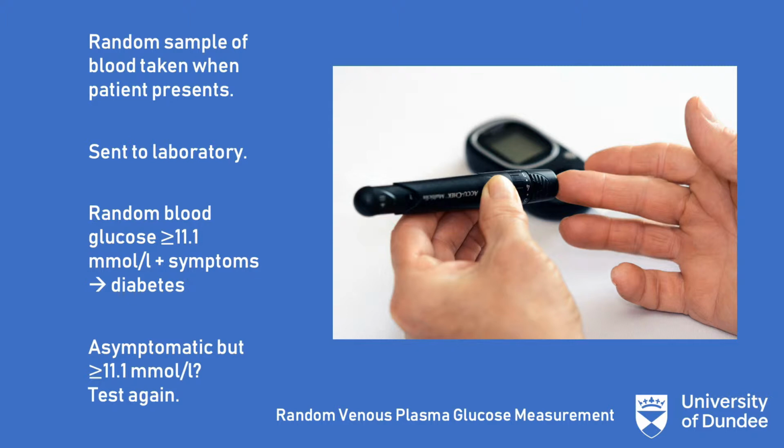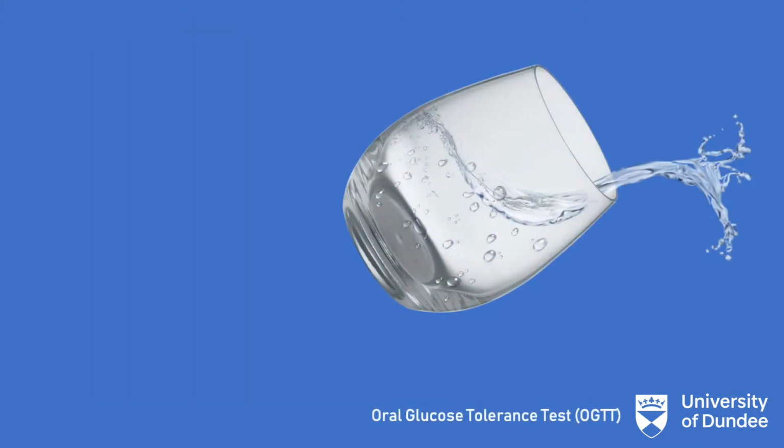A test that can be carried out after a random blood glucose level suspects diabetes is an oral glucose tolerance test, which is much more reliable than the random blood glucose measurement alone. In this test, the patient is first told not to eat or drink for 8 to 12 hours before their appointment, and their blood glucose is measured upon arrival. This is known as fasting blood glucose.